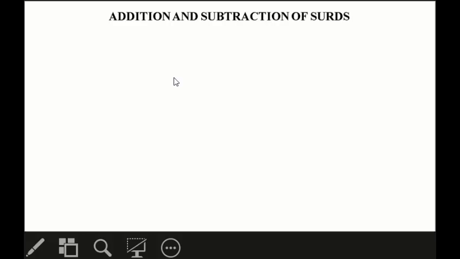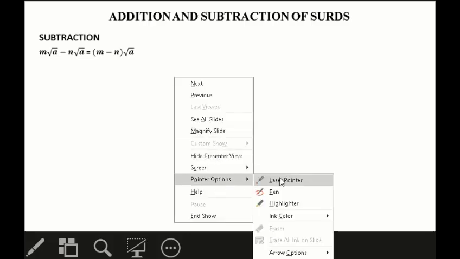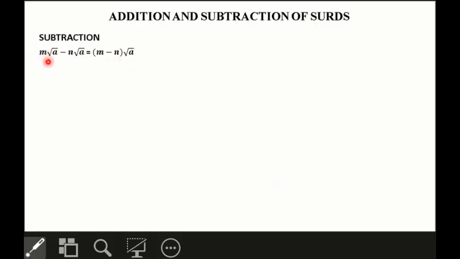Addition and subtraction of surds. Good. So we are now heading on to the subtraction aspect of it. Then under the subtraction, it says that if we have m root a minus n root a, it is equal to m minus n in brackets times the root of a. So we subtract or find the difference between the coefficients. Then we pick one of the surds to multiply whatever expression we have. Do you get it now?